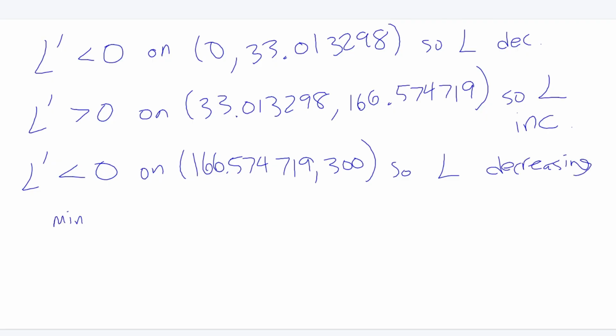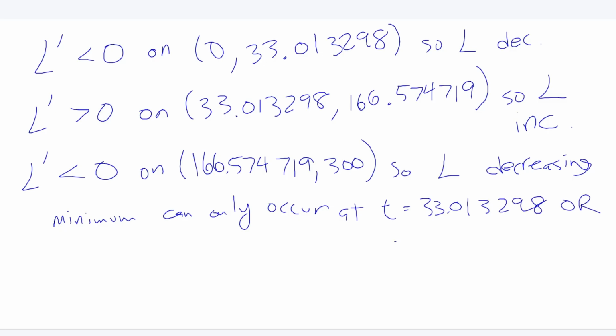The minimum can only occur at t equals 33.013298 or at t equals 300. Now we already know that L of 300, we already found that, the number of people in line. Sorry, I don't know why I wrote t equals 4. T equals 300. And we already know that L of 300 is equal to 80. We found that earlier here.